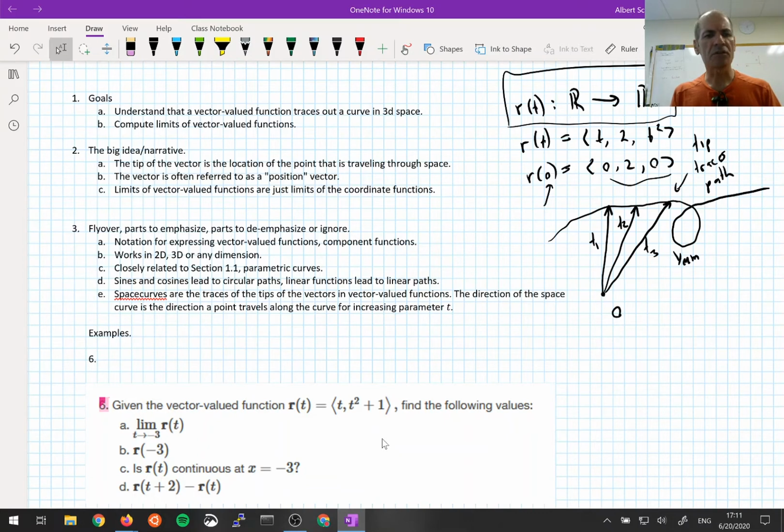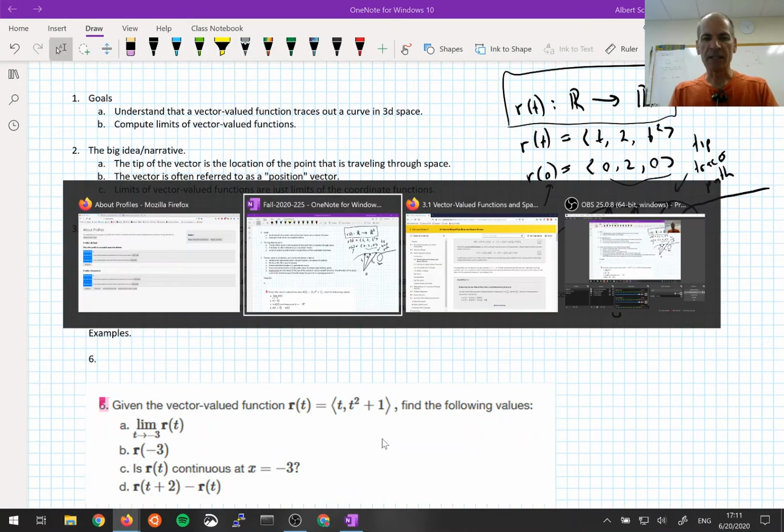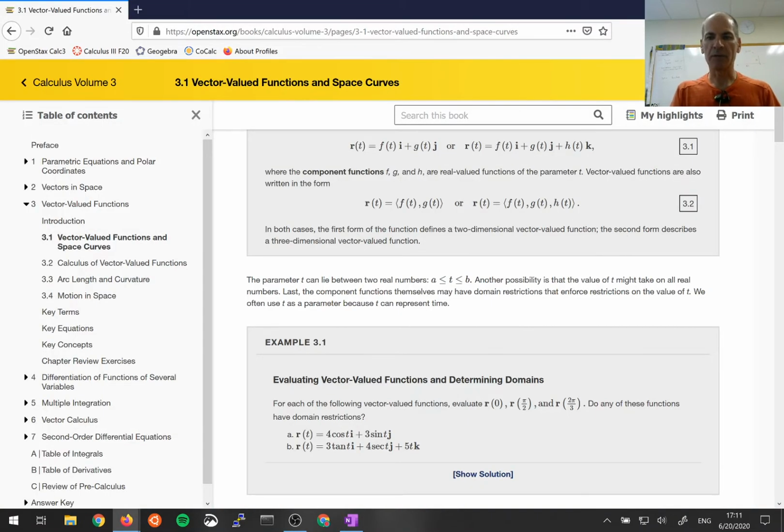Of course, this works in 2D, works in 3D. It's very closely related to the stuff you learned about parametric curves in section 1.1. It's just that the context is a little different. Instead of solely focusing on 2 dimensions like we did in section 1.1, we're now lifting ourselves up to 3 dimensions, but that's really nothing more than adding another component to the vector valued function.